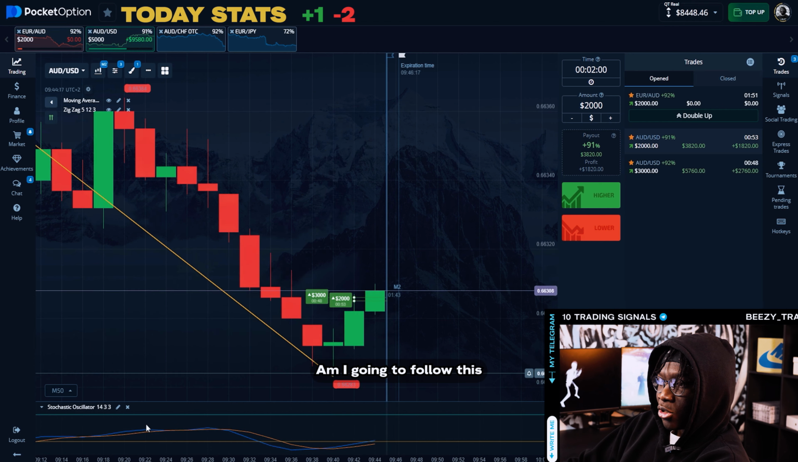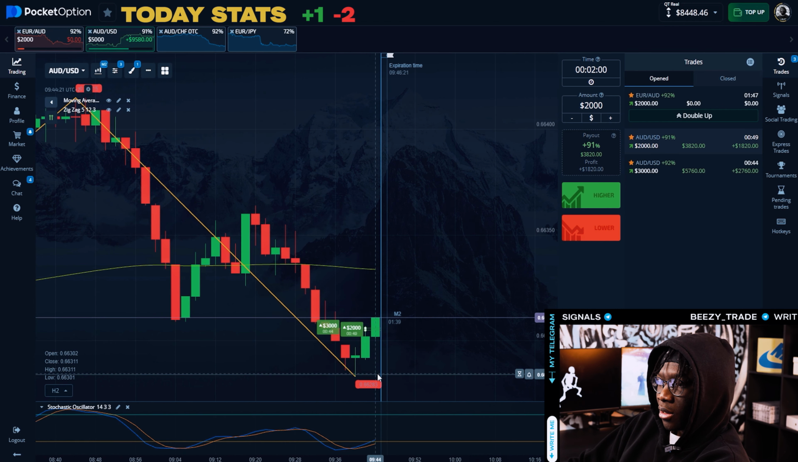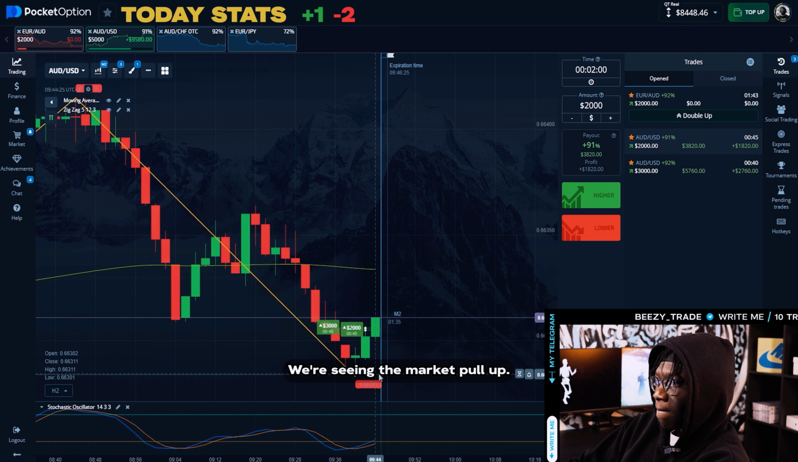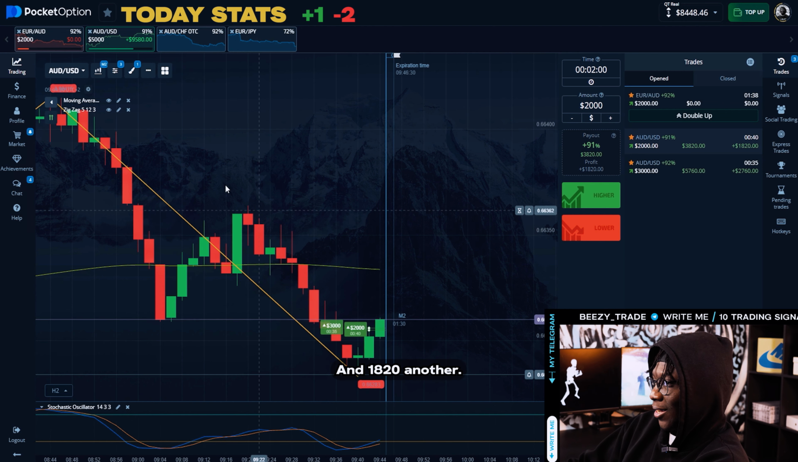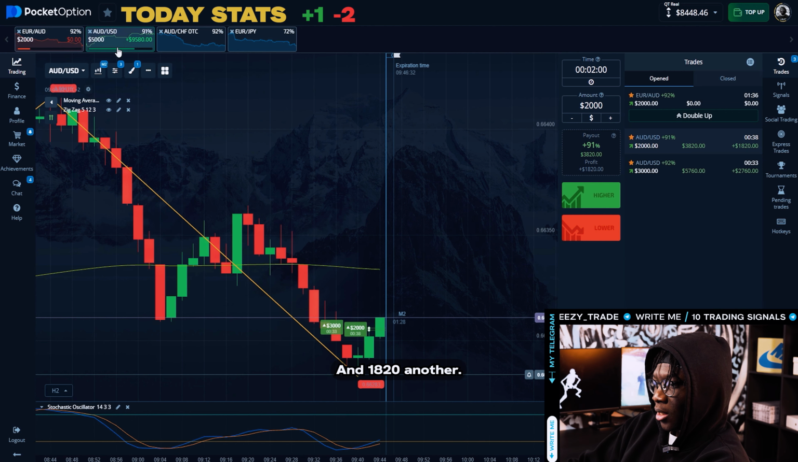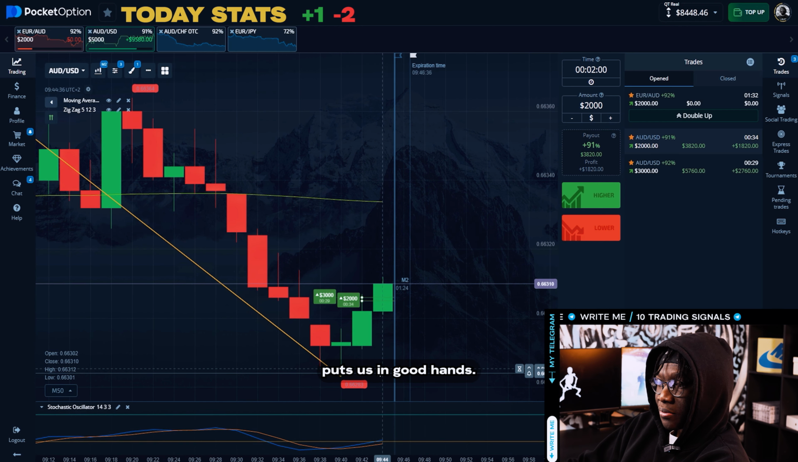Am I going to follow this trend right here upwards? Right here looks like we're in good hands. We're seeing the market pull up, 2760 on one of the trades and 1820 on another. I think that this definitely puts us in good hands.